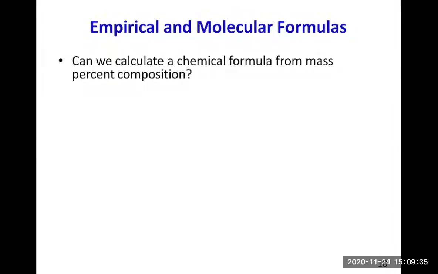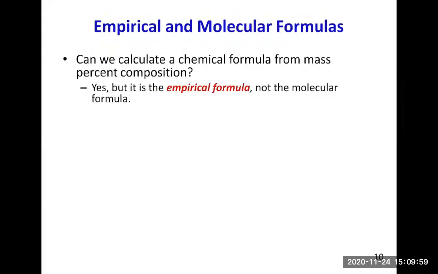Captions in English, please. So this is the 7th video of chapter 8. It's on empirical formula from experimental data. So up to now, you've been used to seeing molecular formulas. But can we calculate a chemical formula from a mass percent composition? Yes, but it is the empirical formula, not the molecular formula.